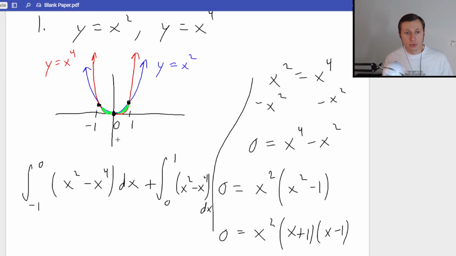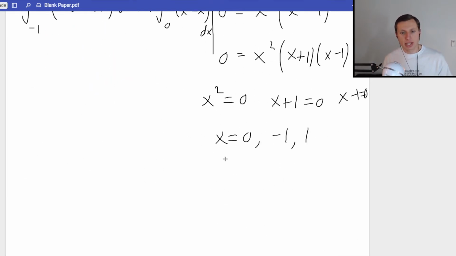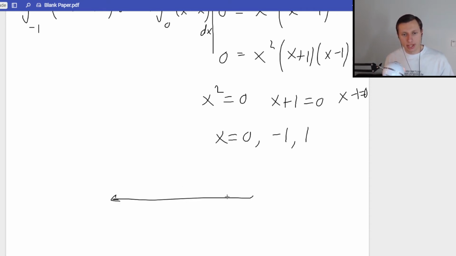And the other thing I want to mention real quick is what if you couldn't draw this? How do you know which function's on top and which one's on the bottom? Because that's a good question. So we found the intersection points, right? It's 0, negative 1, and positive 1. I'm going to make a number line again real quick. This is not the number line for first derivative test, but it's similar.